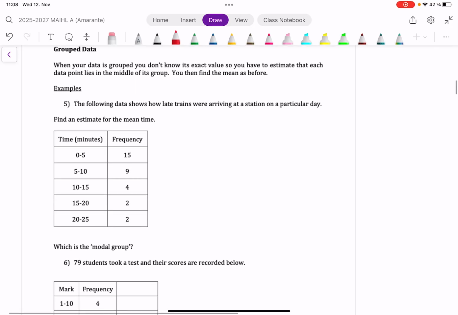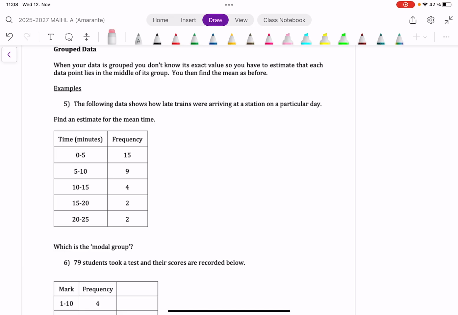So for example, the following data shows how late trains are arriving at a particular station on a particular day. It says, let's find an estimate for the mean. So 15 trains arrived between 0 and 5, right? That's what this is saying. 9 trains arrived between 5 and 10 minutes late. 2 trains arrived between 15 and 20 minutes late. So we have all this data.